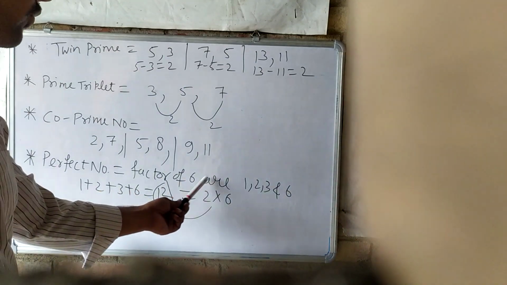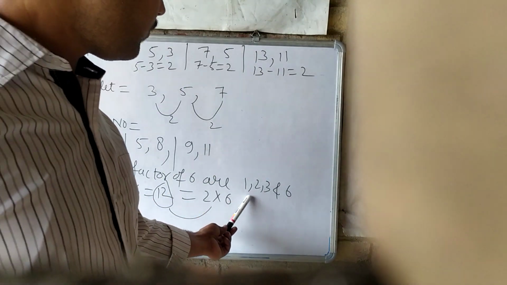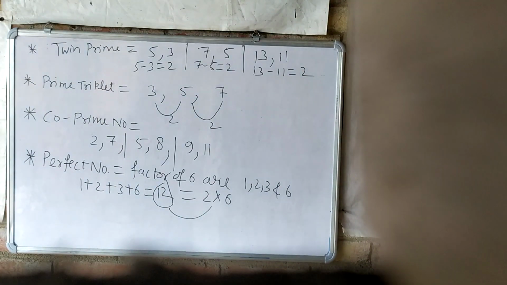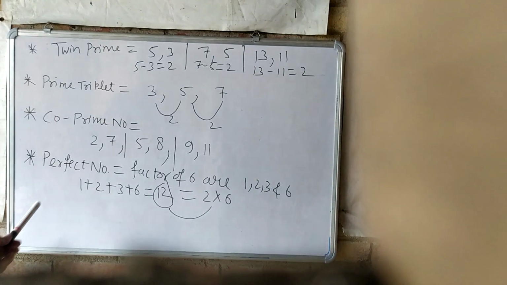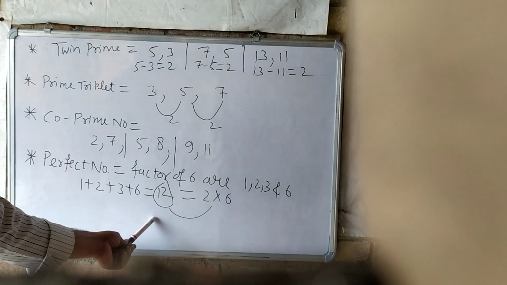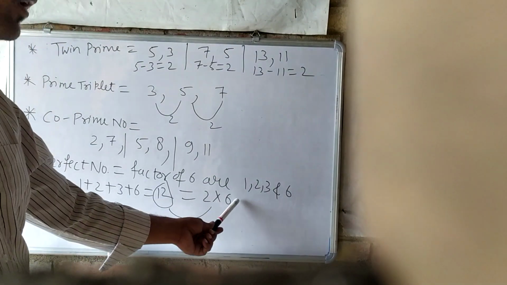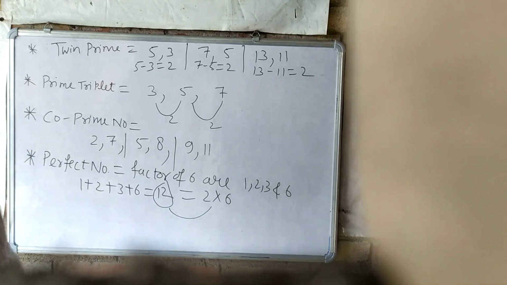For example, factor of 6 we have to write. Factor of 6 is 1, 2, 3 and 6. Then what happened? We will add those factors. 1 plus 2 plus 3 plus 6 will give us 12. Then 2 into 6 will give us 12. That means twice of the number will give the result 12.